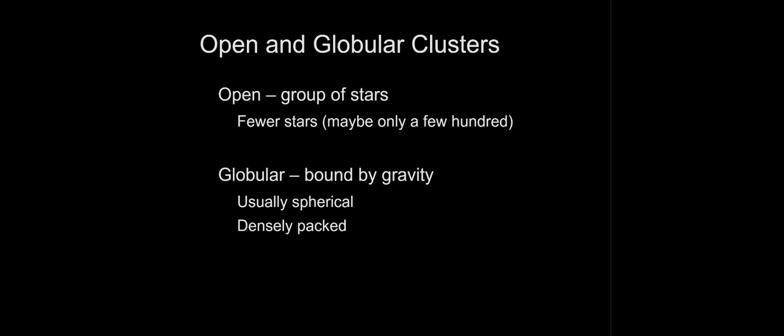And then globular clusters are much more obvious. They look kind of like a big ball of stars in space. They're very densely packed, there are a lot of stars, and they're kind of bound together by gravity.